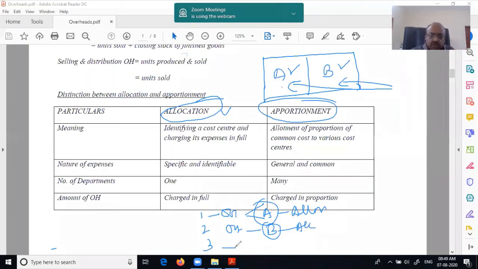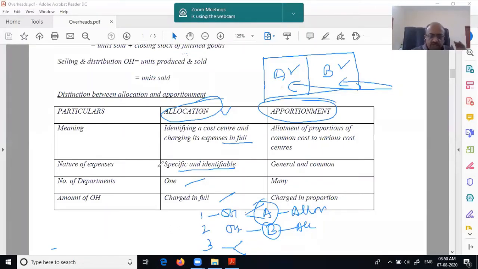Third one, you are not sure. Oh my God, how much is A, how much is B, I'm not able to do it. It is for both. Then you go for apportionment. That is where you need to be careful. Allocation and apportionment is a very simple concept, but you have to be very clear. Some overhead cost is identified to a cost center and charged in full, specific and identifiable, and it applies only to one department, not multiple. That thing is charged in full.